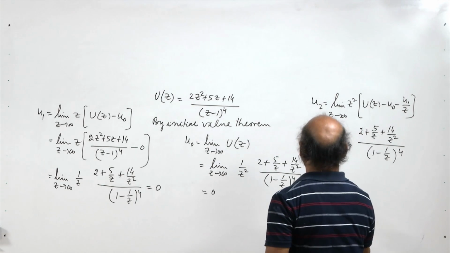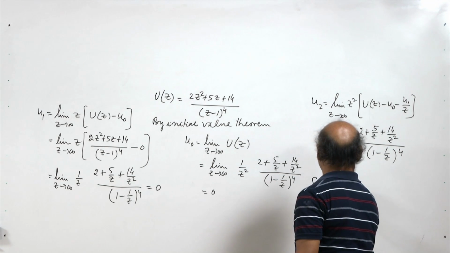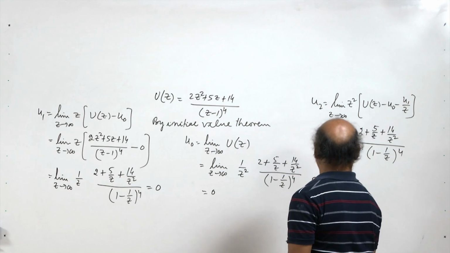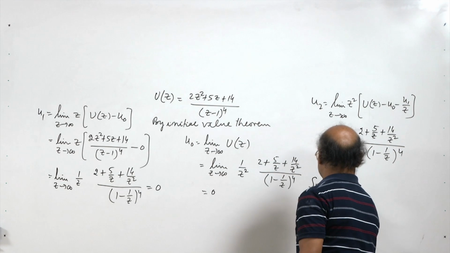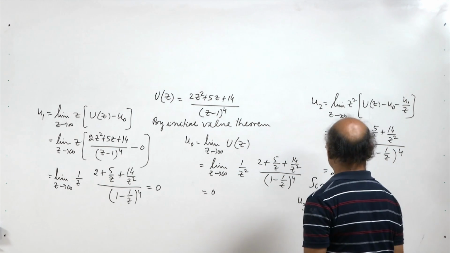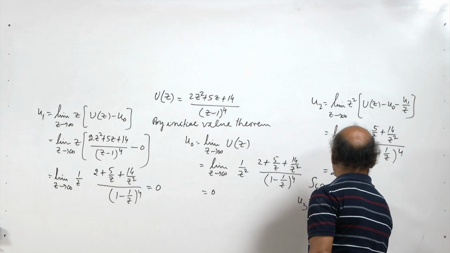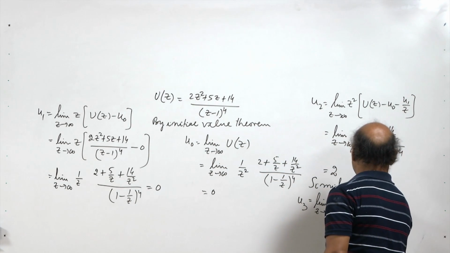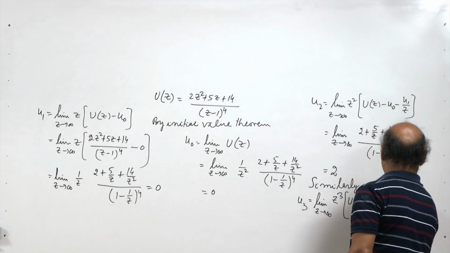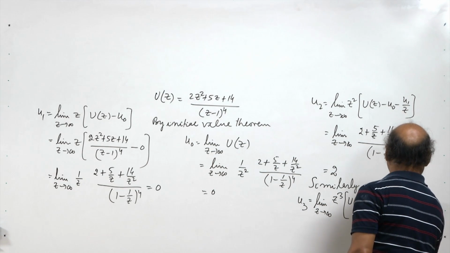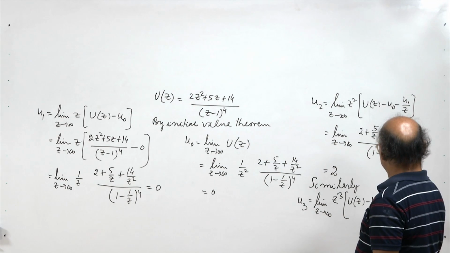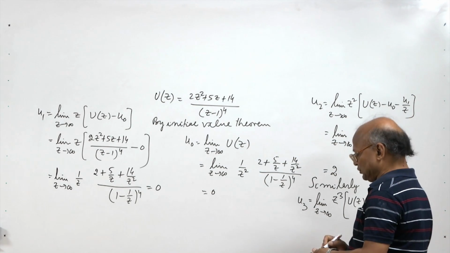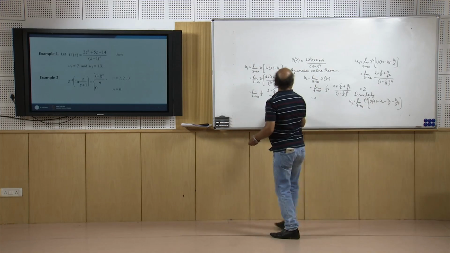We can similarly find u3. So, similarly, u3 is equal to limit z tends to infinity of z cube times (Uz minus u naught minus u1 by z minus u2 by z square). Now, we have obtained u naught as 0, u1 as 0, and u2 equal to 2. So, we can find the limit.